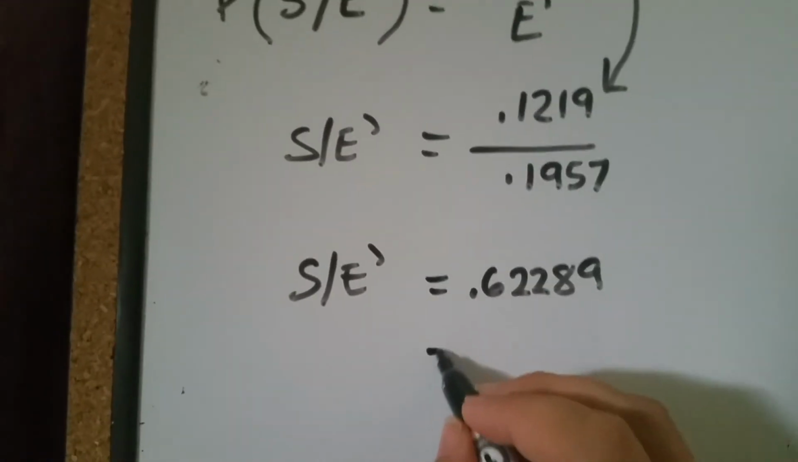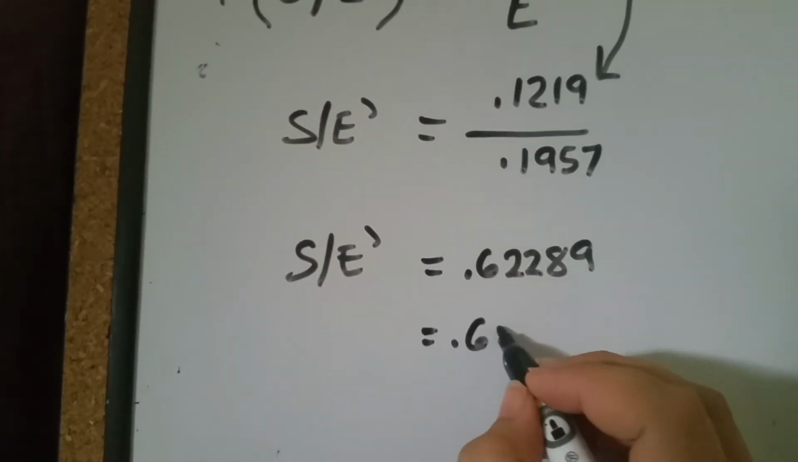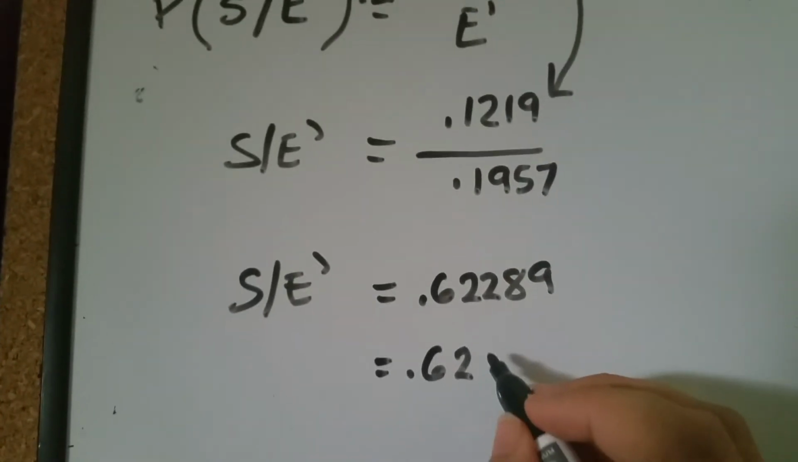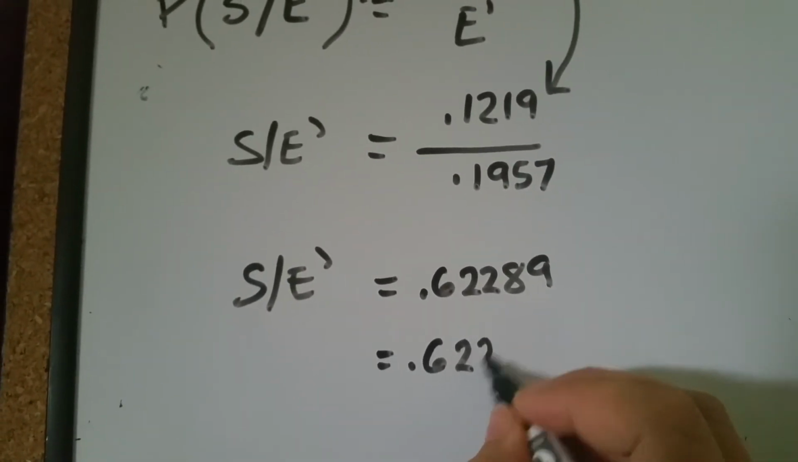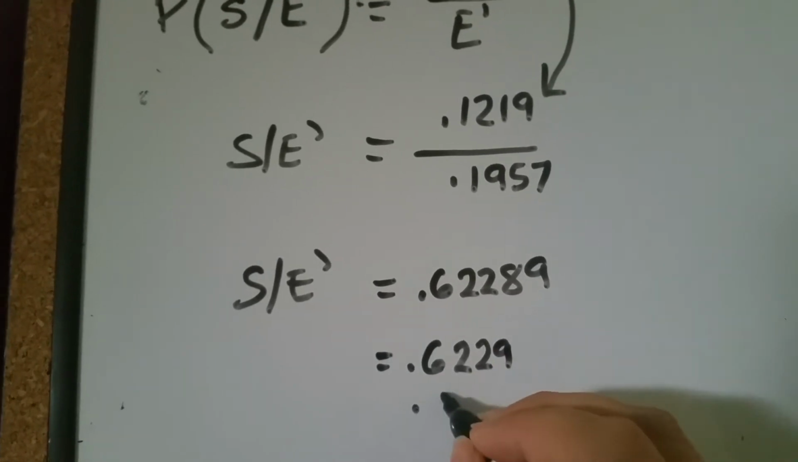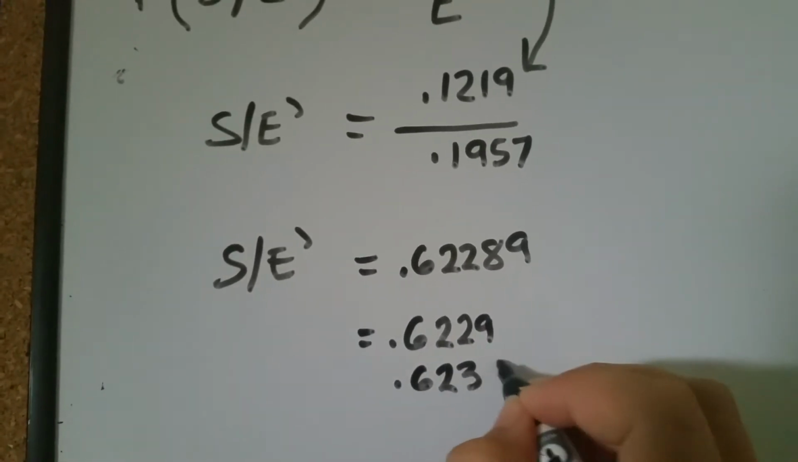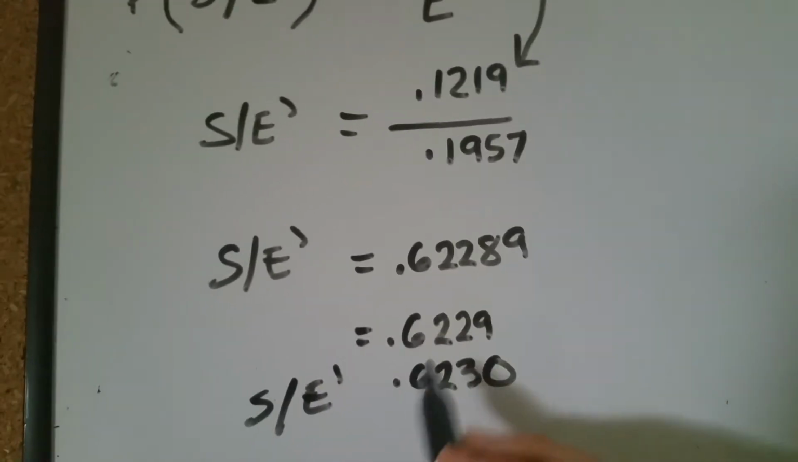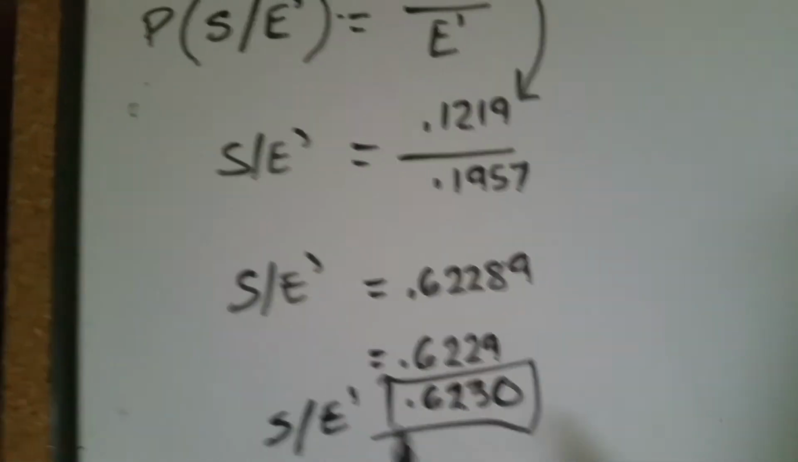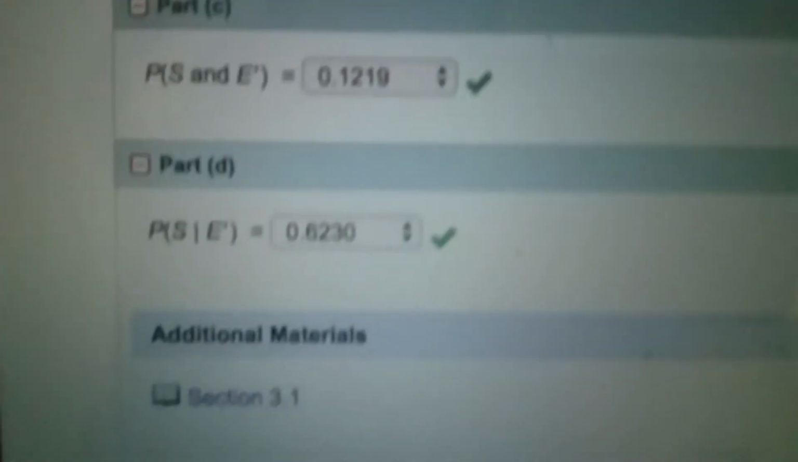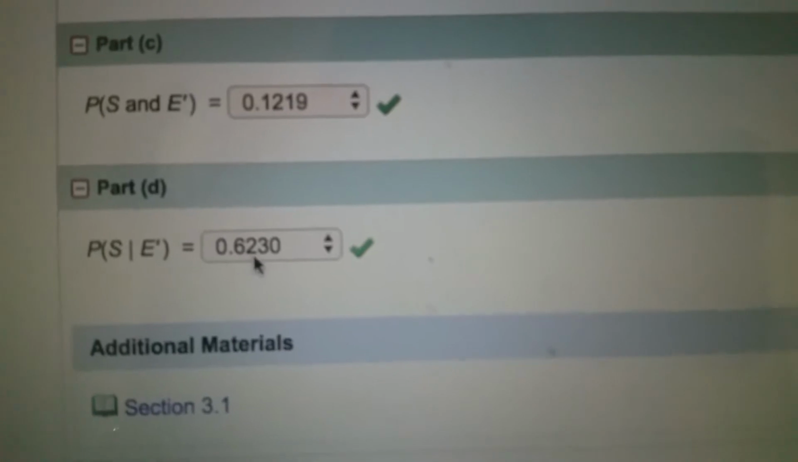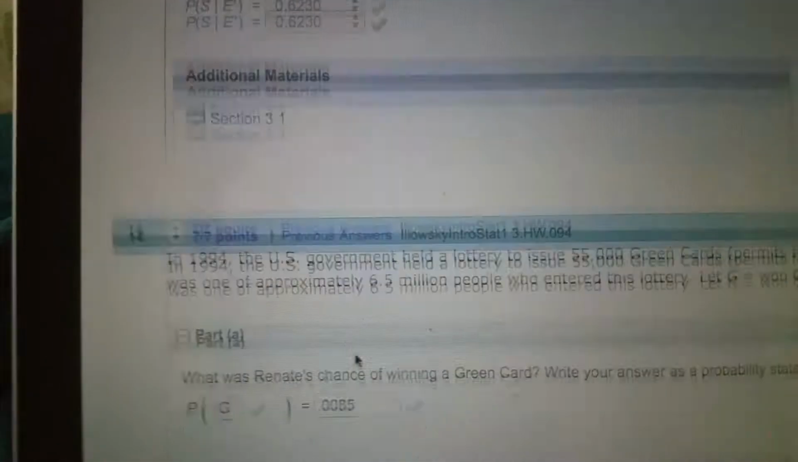Okay, let's round this off to the nearest 4. We got 6, 2, I would say 29, but it's actually going to bump it up to 6230. Alright, so that's going to be the correct answer right there. And if you see, 0.6230. Alright, let's move on to the next one.